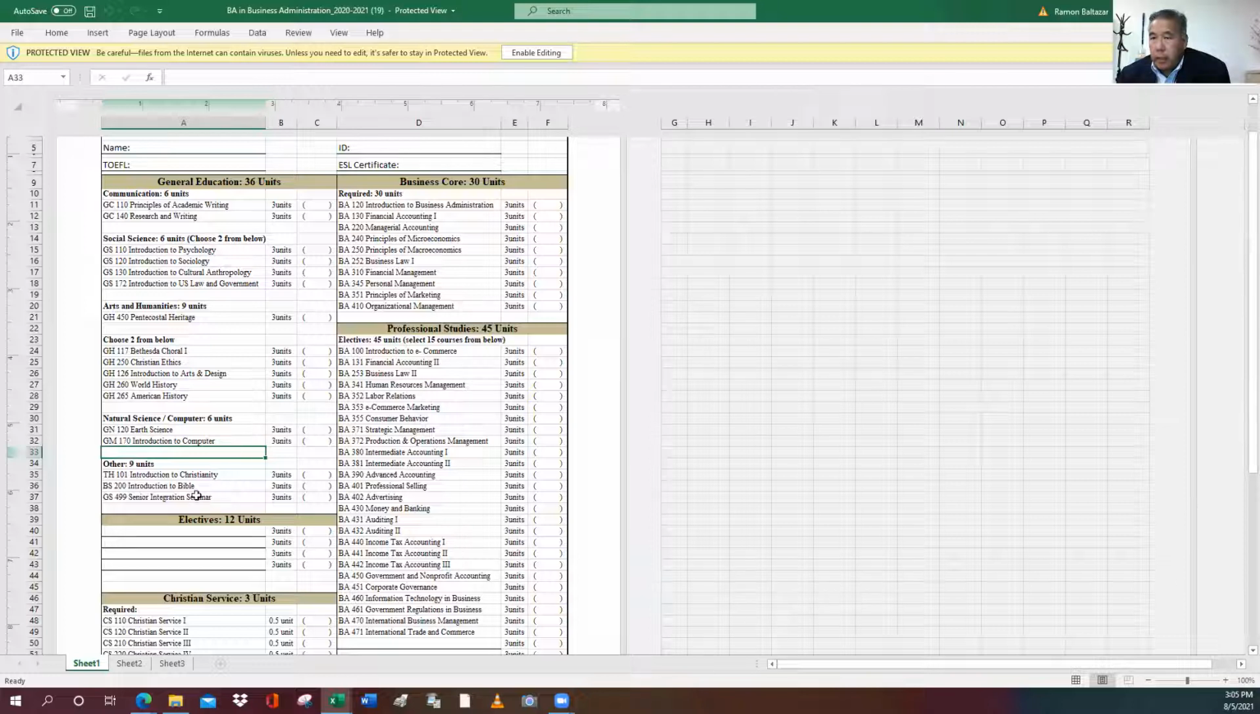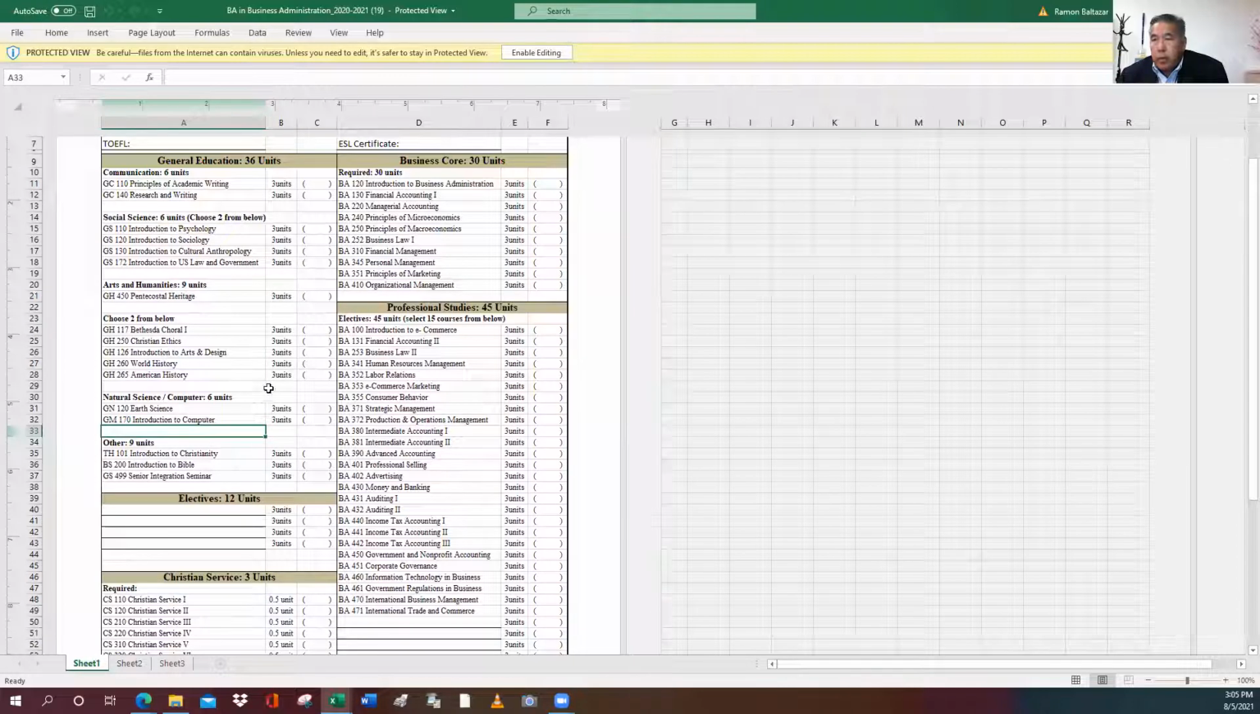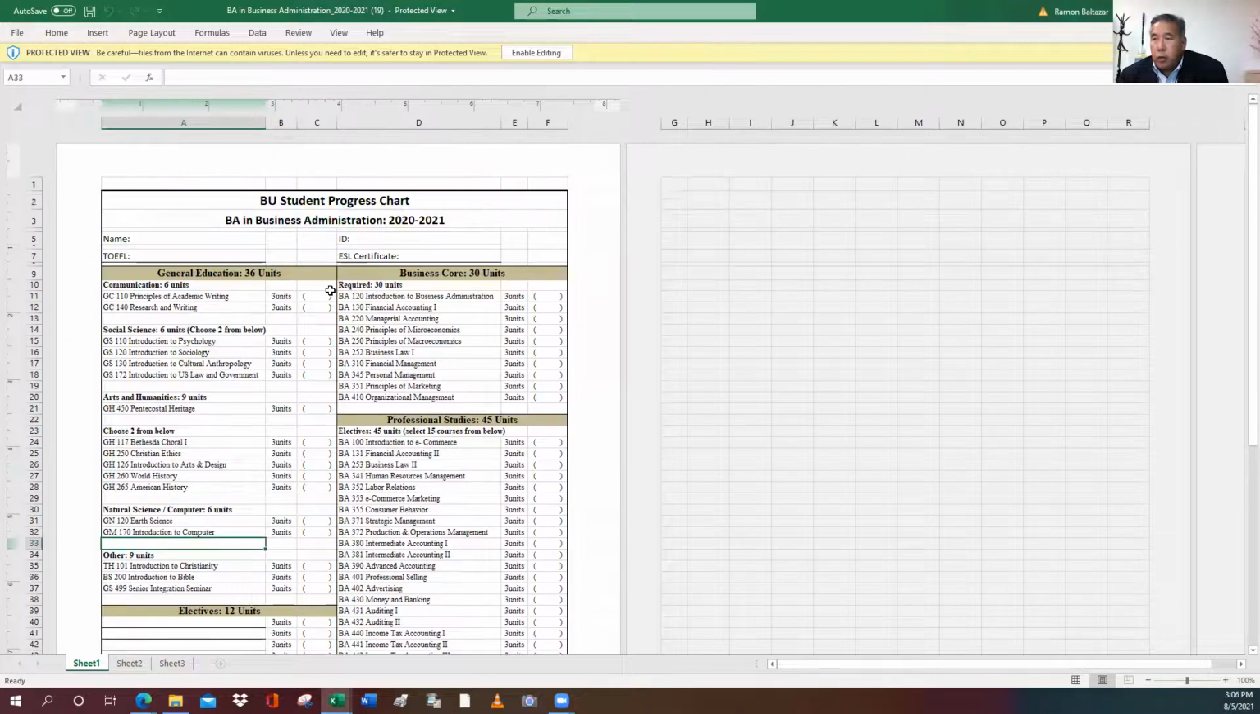And finally, again, this is also mandatory. You have to take these 3 units. Okay, and electives, you choose later on what would you like to take for those. Each semester, Christian service, half a unit for attending what we call chapel. Okay. Now, this is basically your general education, electives, and Christian service part. Let's move now to your core classes.